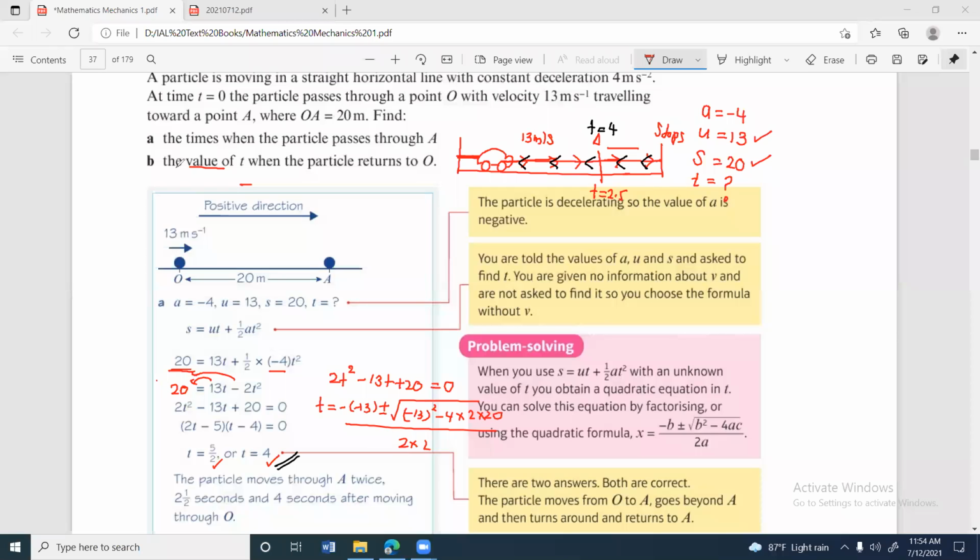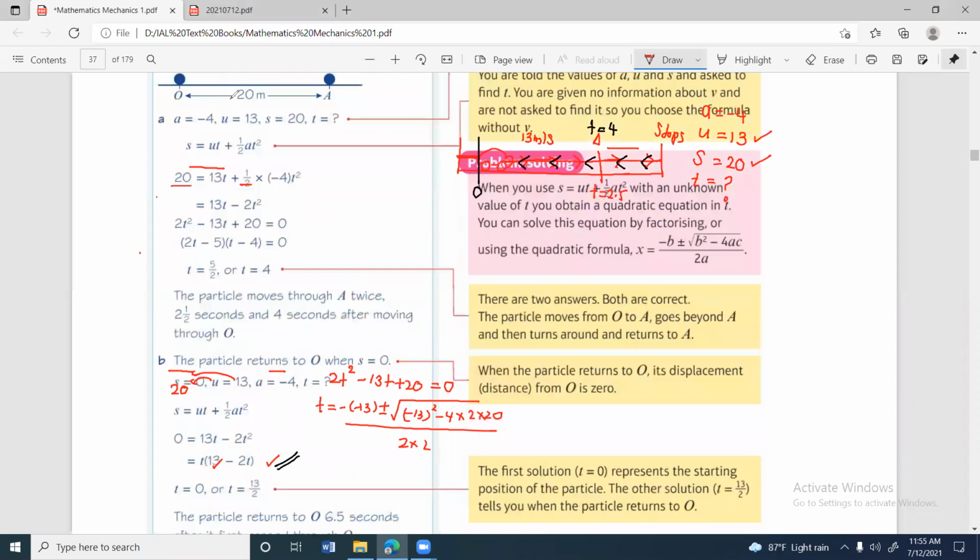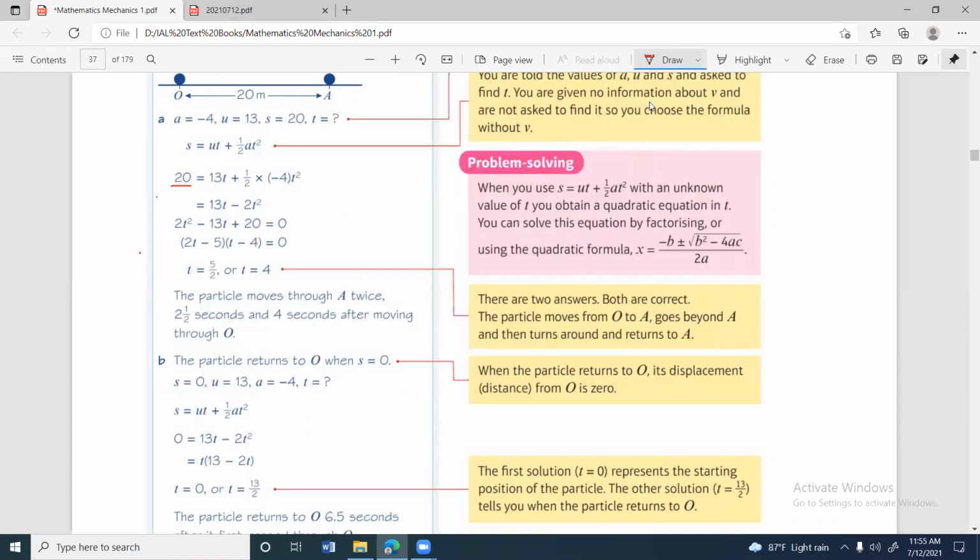Then the next question is the value of t when the particle returns to O. This is O. We had the starting point as O. Now, when you return to the original position, what happened here? The displacement is how much? Displacement becomes 0. With this, you can say u is how much now? Displacement is 0, u is 13, a is minus 4. We need to find the value for t.